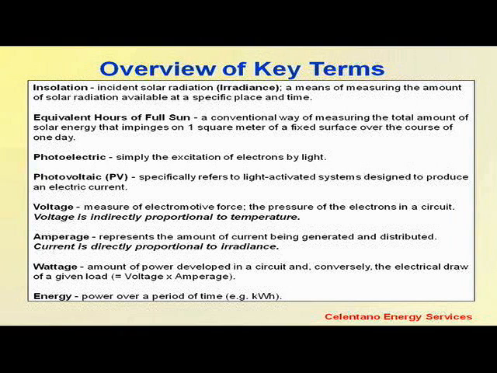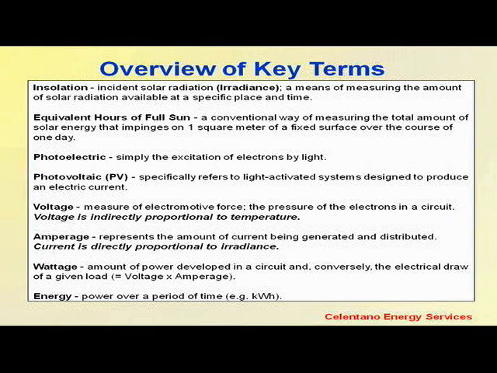Photoelectric, this is what Einstein described. It is the excitation of electrons by light. Photovoltaic, this is using the photoelectric effect in order to produce an electric current, and we're going to be looking into that shortly. Voltage, this is a measure of electric force, the pressure of electrons in a circuit. So it's analogous to maybe water pressure. And Asian languages like Chinese and Japanese actually call it electric pressure. Those are the words that they use.